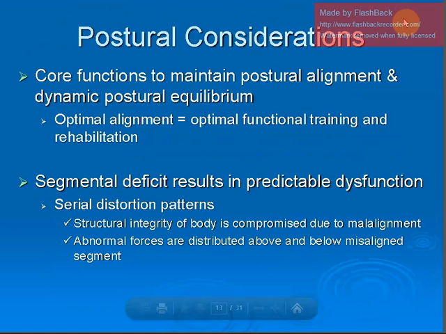So we have to equally give importance to postural considerations like the core functions to maintain a postural alignment and dynamic postural equilibrium. So optimal alignment is equivalent to optimal functional training and rehabilitation. Segmental deficits result in predictable dysfunction in serial distortion patterns. Structural integrity of the body is compromised due to malalignment. Abnormal forces are distributed above and below the misaligned segment.